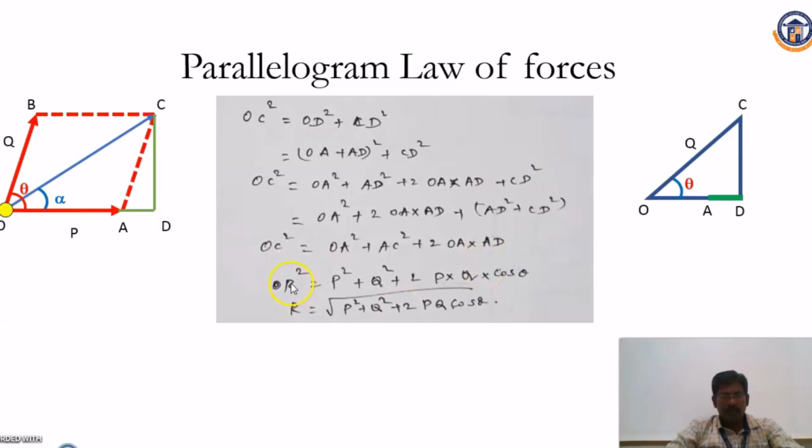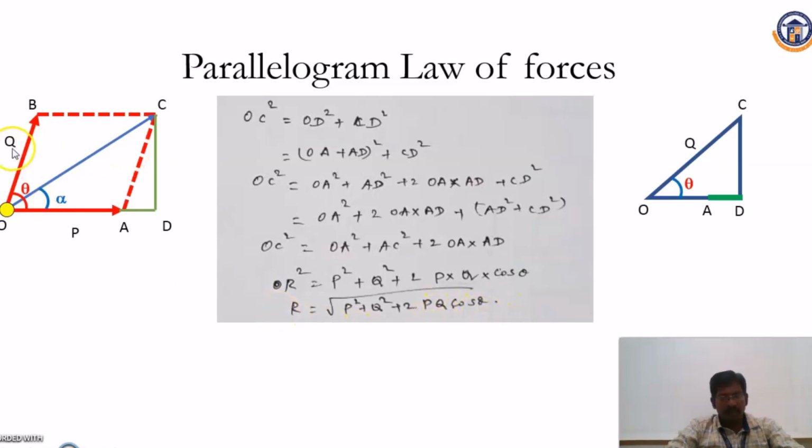Okay. So now this OA is nothing but the force P. So we can express it as P square, and AC is nothing but parallel and equivalent to force Q. Hence it will be represented as Q square. So plus 2 into OA is P and AD is Q cos theta, which we observed earlier. So the resultant force R is equal to square root of P square plus Q square plus 2PQ cos theta.